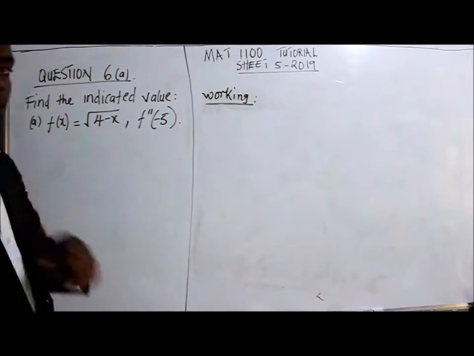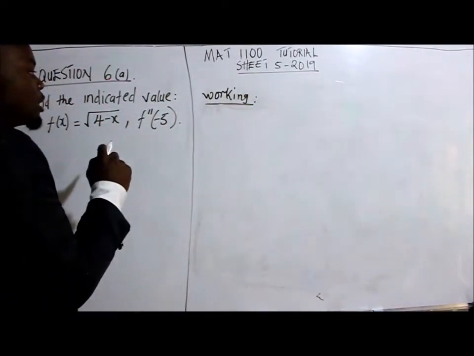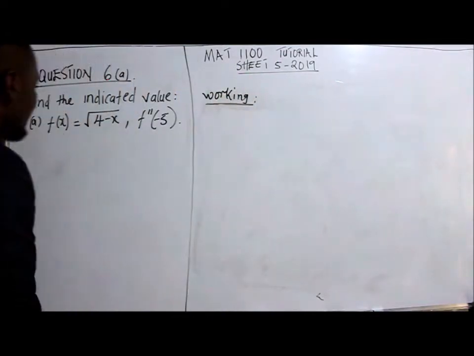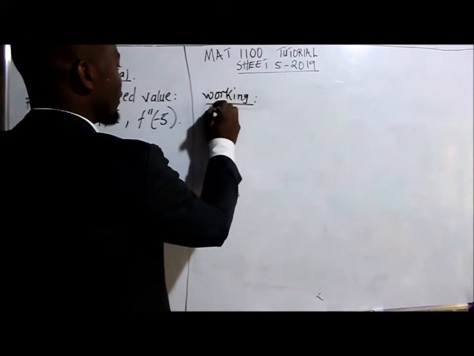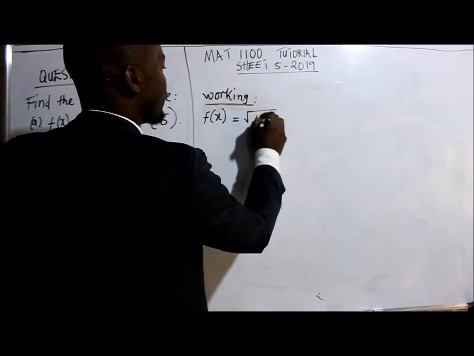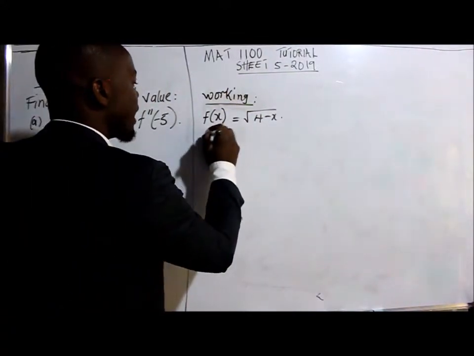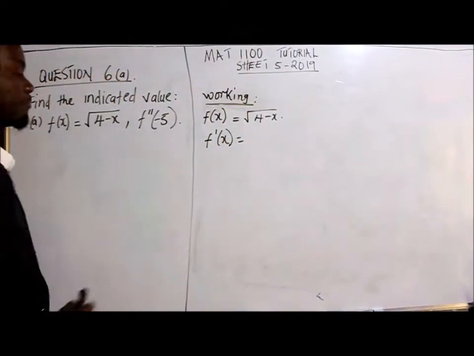What you must know is that when they say f double prime, it means that you differentiate how many times? Twice. You differentiate twice. We have this function, f of x is equal to the square root of 4 minus x. So first let's find f prime.